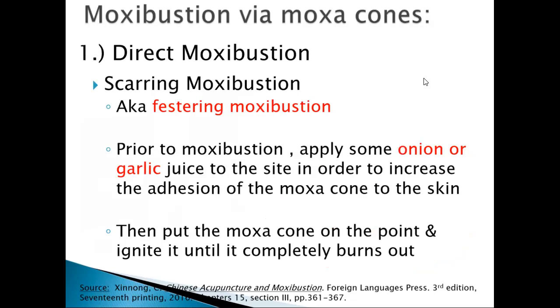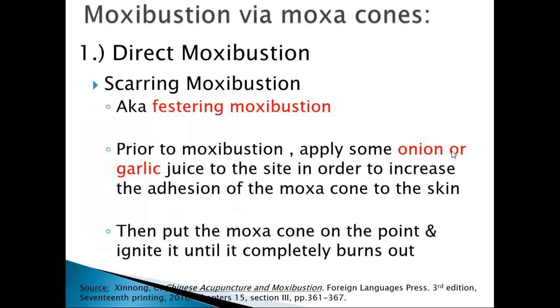For scarring moxa, under direct moxibustion, you have the so-called scarring moxa. Although nowadays this is rarely practiced, the ancient physicians tended to practice this kind of moxibustion. It's also known as festering moxibustion. Before they do that, they apply onion or garlic juice to the site, in order to increase the adhesion of the moxa cone to the skin.